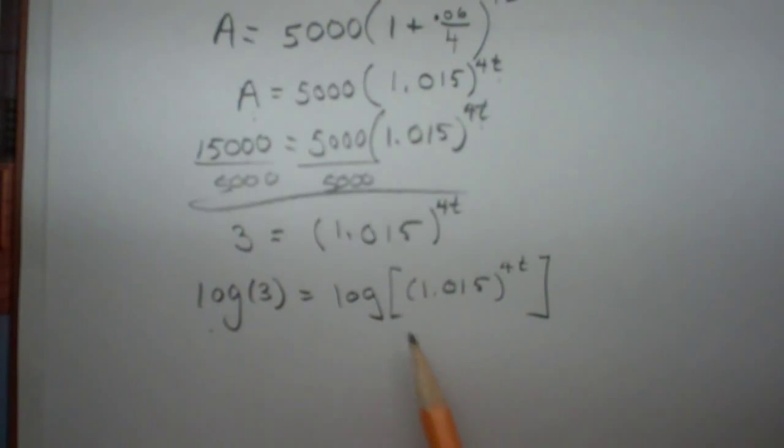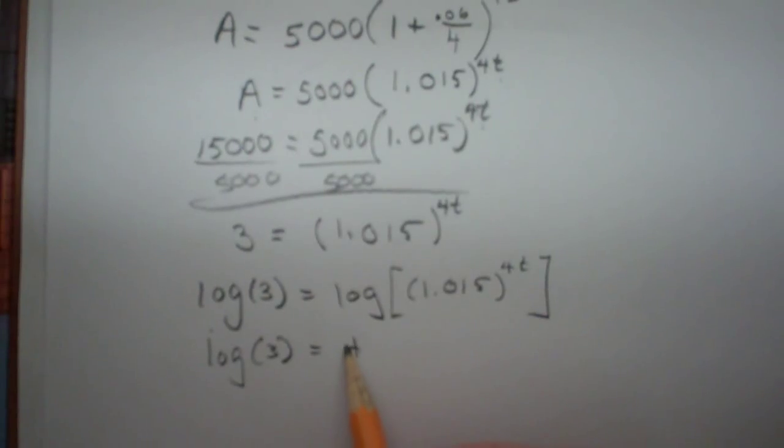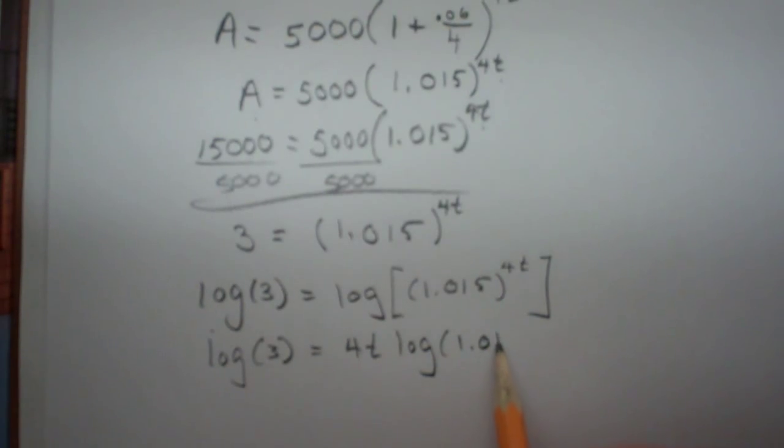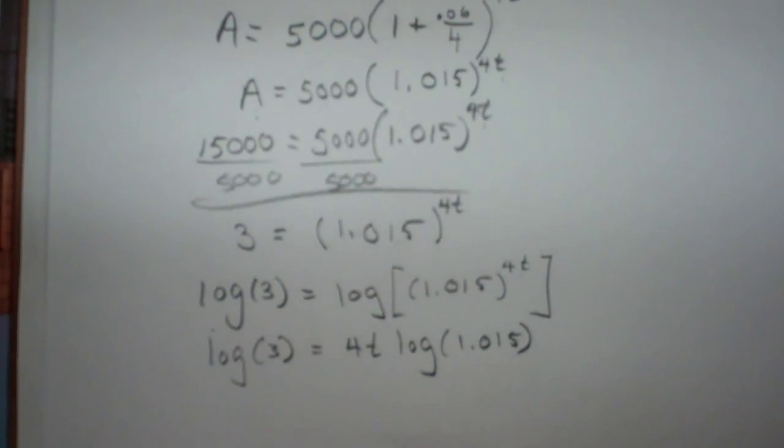Now we get to use those nice laws of logarithms to bring down the exponent. Remember that exponent is on the outside here, up in the exponent. I'm going to bring it to the outside as a coefficient. So this is the log of 3 is equal to 4t times the log of 1.015. So far, so good.